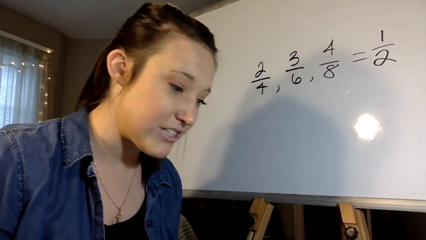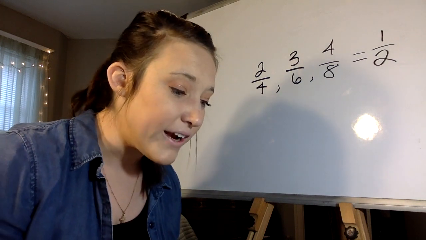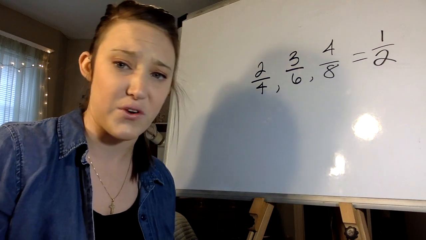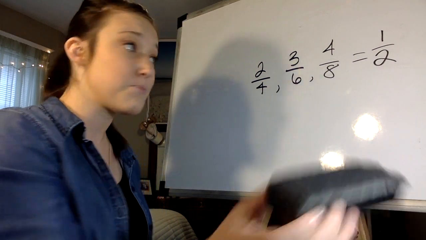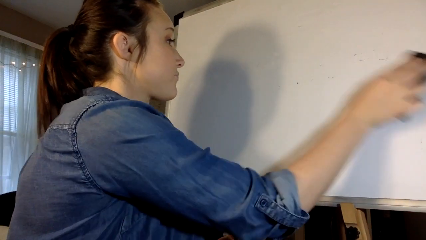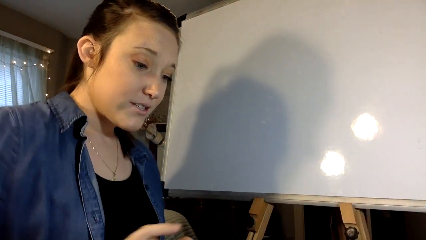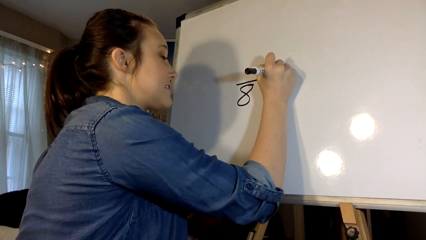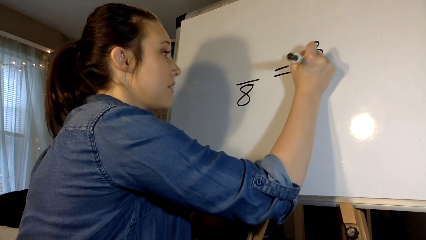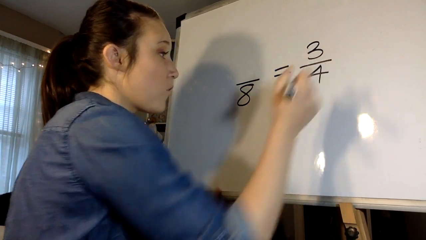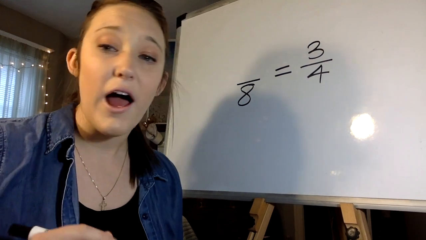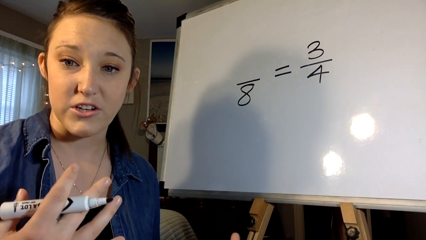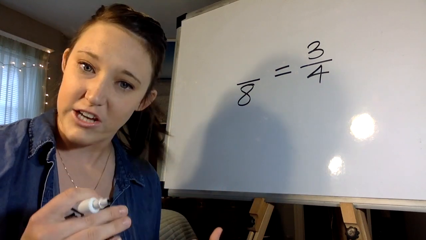The second part that we need to do is the reasoning. Can you write a fraction with a denominator of 8 that is the same as 3/4? If so, explain. So here we go. Something with a denominator of 8 that is the same as 3/4. Okay, so there are a couple ways to do it. You can always draw a picture. You can think about multiplication facts.